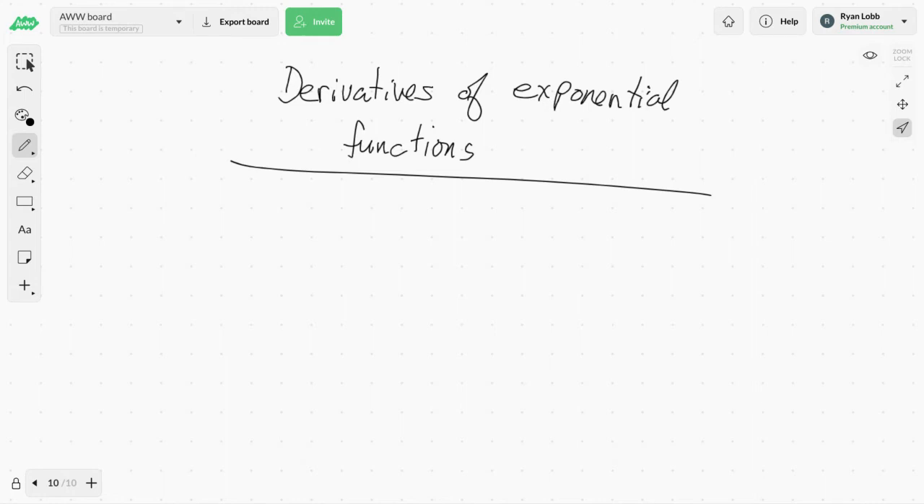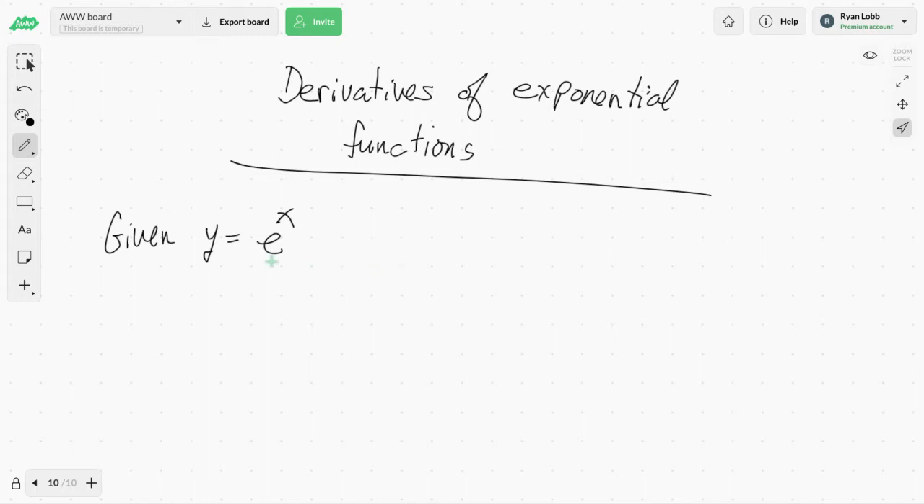This is the lesson here. We're going to cover the derivative of exponential functions. Okay, so given y equals, and in particular, we're going to be dealing with the natural exponential function, an exponential function with base e, the natural base.